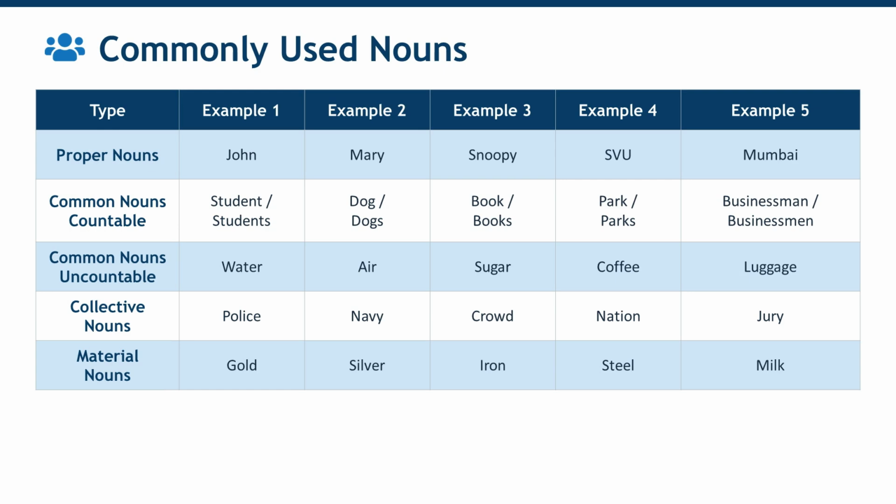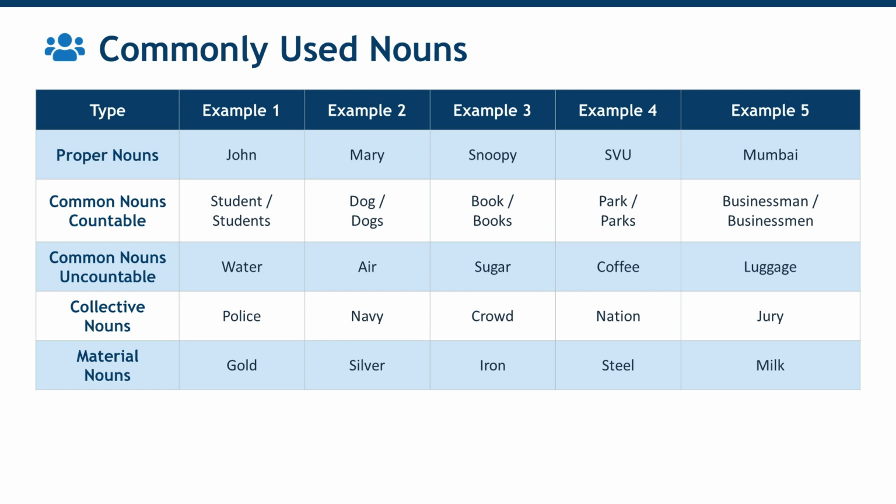Before we begin with the verb to be, let us first look at some commonly used nouns. There are different types of nouns in English. First, we have proper nouns. These are names of specific people, places, or things. For example, John, Mary, Snoopy, SVU, and Mumbai.